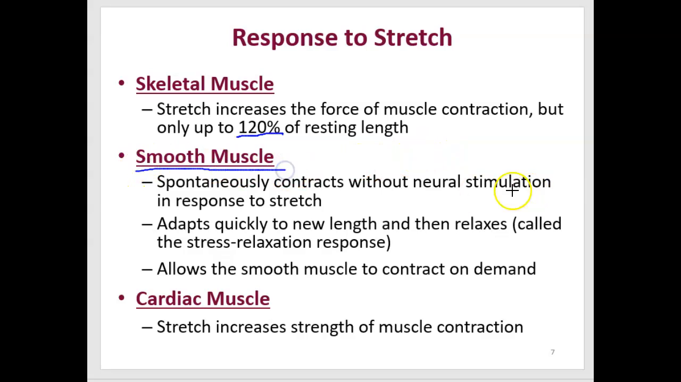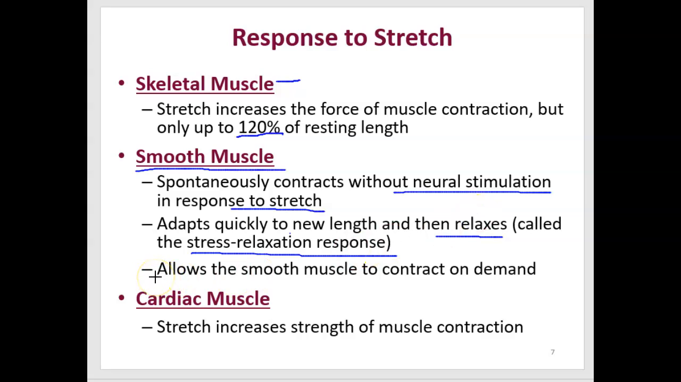Smooth muscle is unique in that it spontaneously contracts in response to stretch, so without any neural stimulation. Skeletal muscle, even though I said stretch increases the force, you still have to have a neuron telling that skeletal muscle to contract. But smooth muscle, when it's stretched, spontaneously contracts. Now, when it is stretched, it can adapt pretty quickly to that new length and then relax. This is called the stress relaxation response, and that's what allows it to contract optimally when it's stretched.